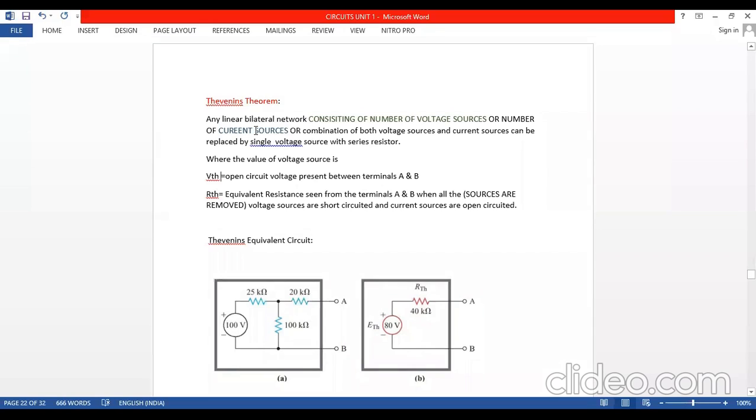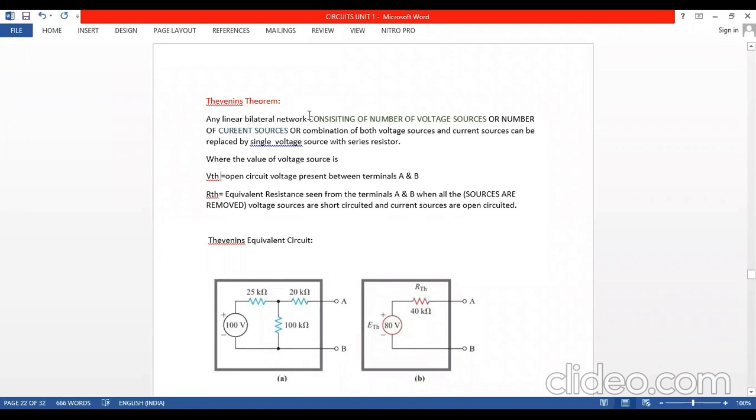I'll ask any one student, what is Thevenin's theorem? Explain. Any linear bilateral network. Now, all students, for any theorem statement we have to write, we must start with this line only, whether it is superposition or Thevenin's: any linear bilateral network. Now you tell me, what does any circuit mean?